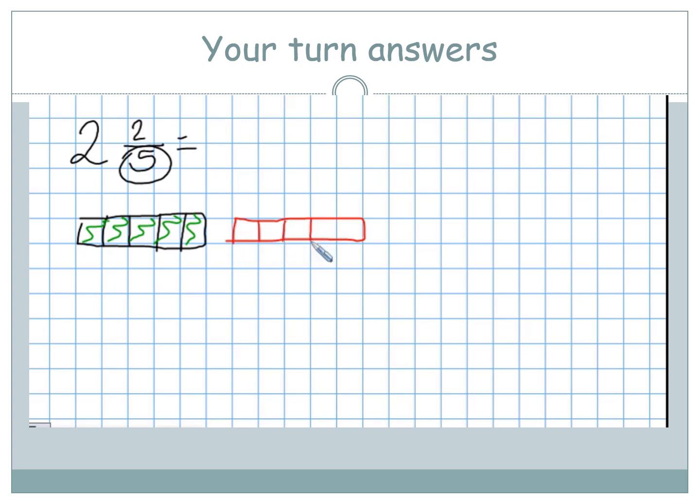Another way of doing this would be to look at your denominator and multiply it by your whole number. So you could do 2 times 5. That would give you 10, then you would add the numerator. But I think the bar model way is just a very visual way of you doing that. Okay, so that would give you the answer 12 over 5.